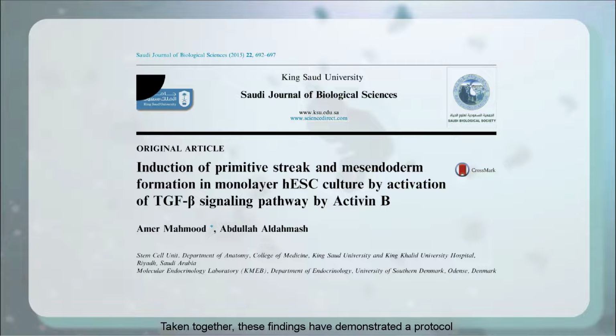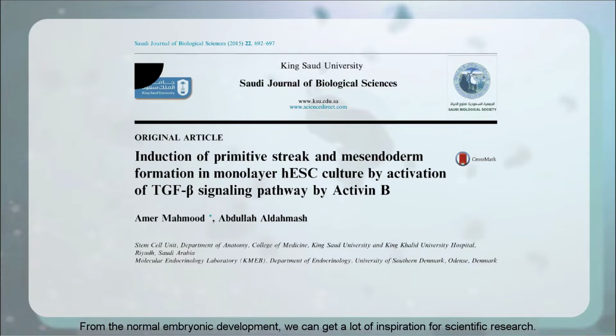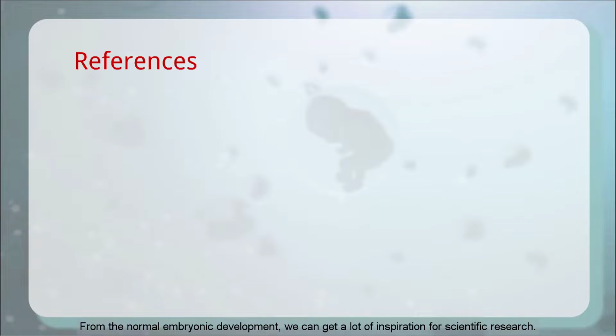Taken together, these findings have demonstrated the protocol for directing differentiation of human embryonic stem cells through the gastrulation step of primitive streak formation into a definitive mesendodermal stage. From normal embryonic development, we can get a lot of inspiration for scientific research.